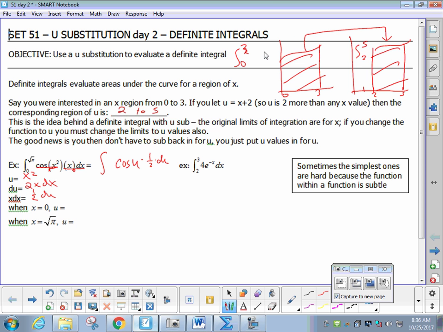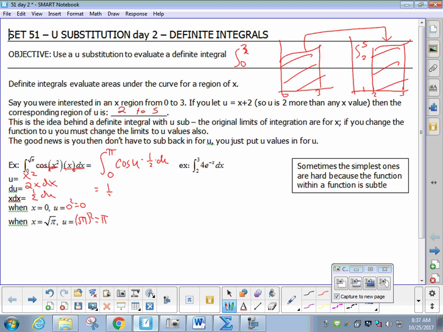An x of 0 would correspond to a u of 0 squared, or 0. So that actually didn't change. But an x of root pi and u is x squared would be root pi squared, or just straight up pi. Now those are u values now, rather than x values. Got me in? Cool. Integrate, my friends.